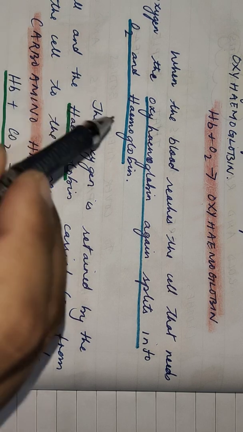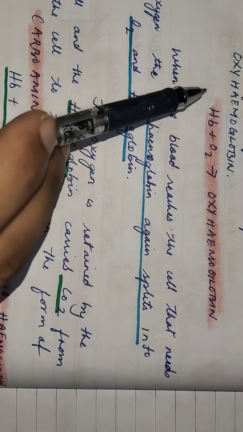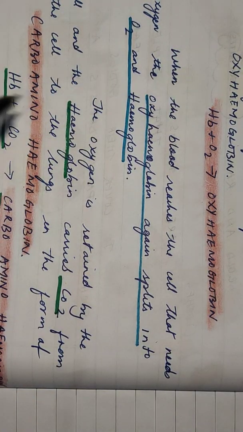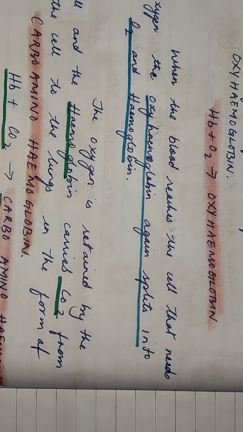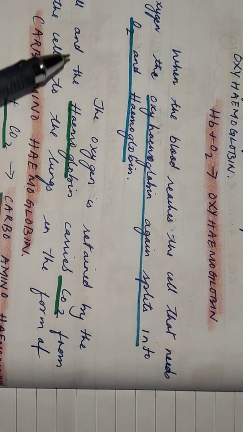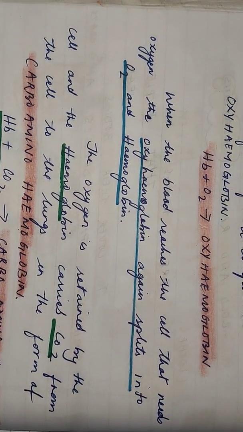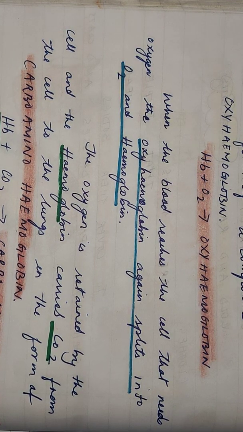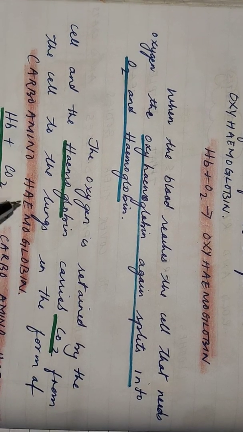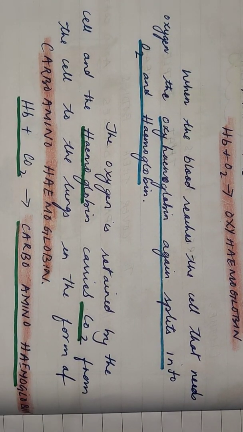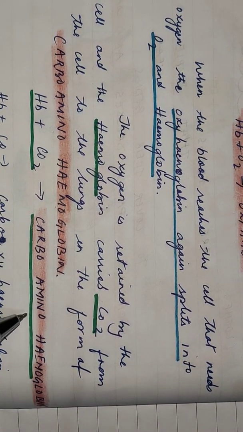So when the oxygen reaches the cell, the oxyhemoglobin splits into oxygen and hemoglobin. The oxygen is retained by the cell, and the hemoglobin carries CO2 from the cell to the lungs in the form of carboaminohemoglobin. So hemoglobin plus carbon dioxide will give you carboaminohemoglobin.